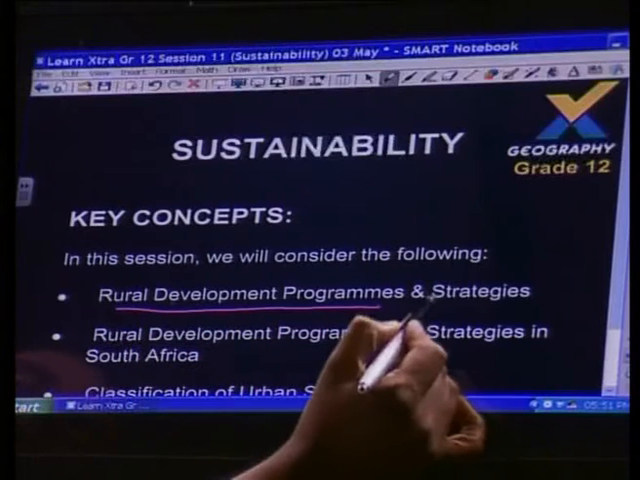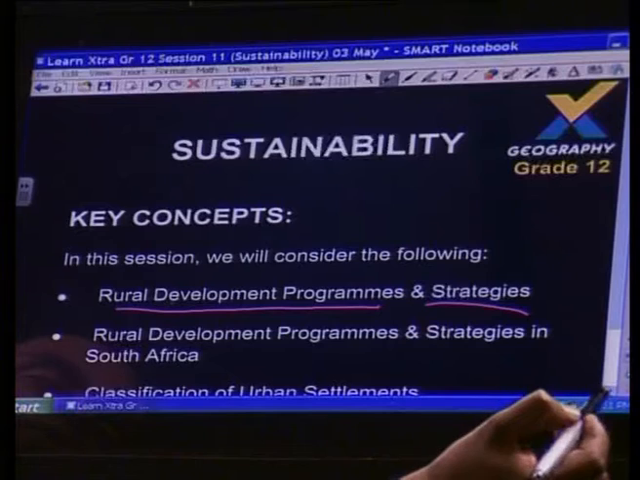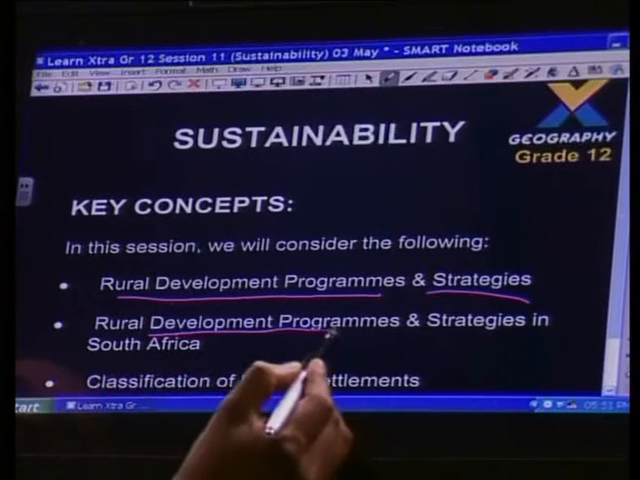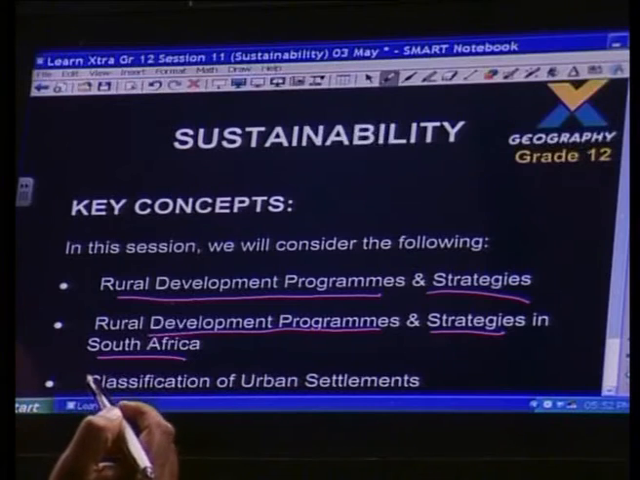The key concepts that are supposed to be understood in sustainability are as follows. In this session, we will consider the following: the rural development programs and strategies that exist in a worldwide context. We will further go on to understand rural development programs and strategies in South Africa. Whilst this context is one of the most important contexts to understand for this particular section, what is important is a global understanding of how rural development strategies affect growth and development in developing countries.